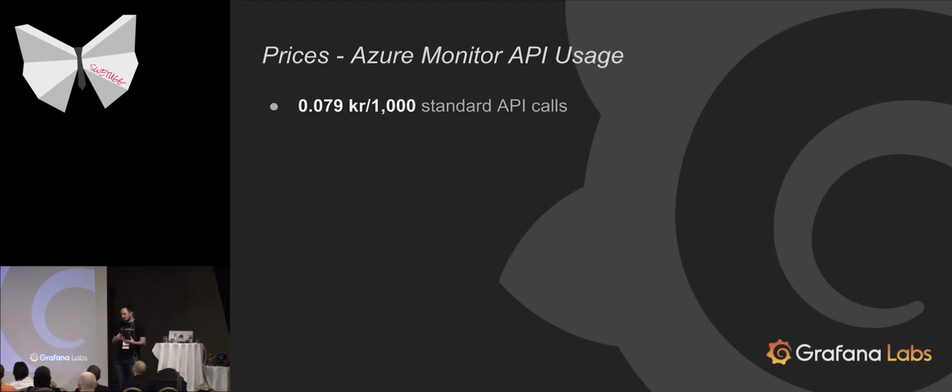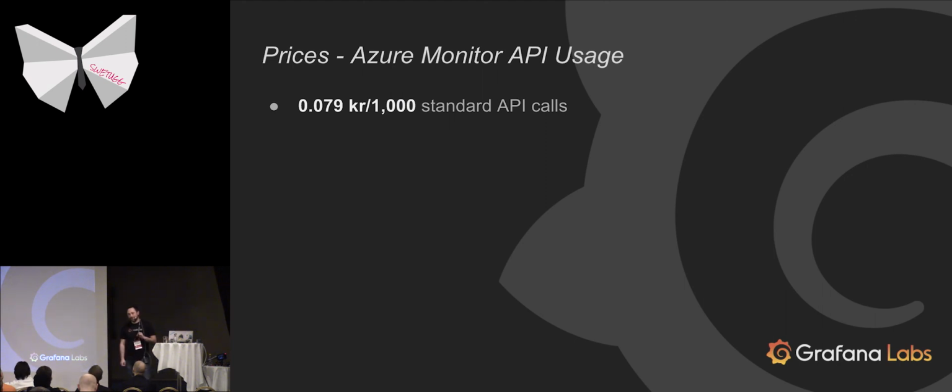This plugin doesn't save data anywhere. There are 2 ways to do this. You could also save this into a specialized database, pulling the data from Azure and saving it, so you would have it locally. But especially if you're talking about a cloud service, that means you're storing the same data twice. So this just goes against the Azure Monitor REST API, and it costs about 0.079 kroner per 1,000 calls.